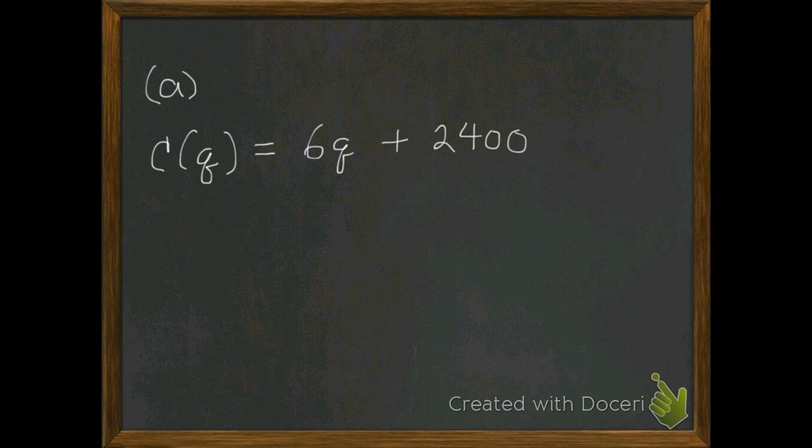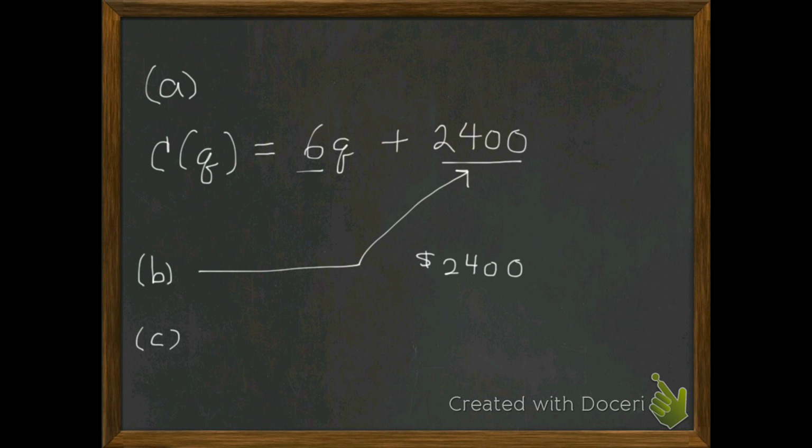All right, boys and girls, part B. It asks us what's the fixed cost. And guys, the fixed cost is the intercept, so that's going to be 2,400. And part C asks what's the marginal cost. So the marginal cost is the slope. So the marginal cost is $6. Don't you hope it stays this easy.